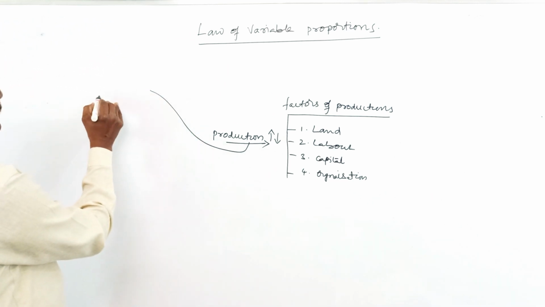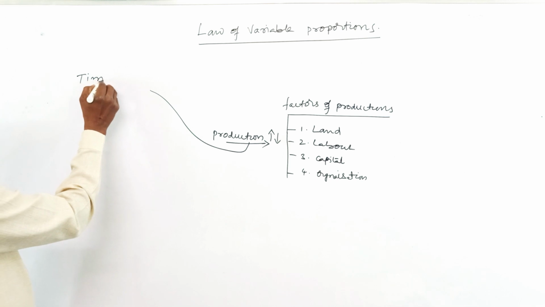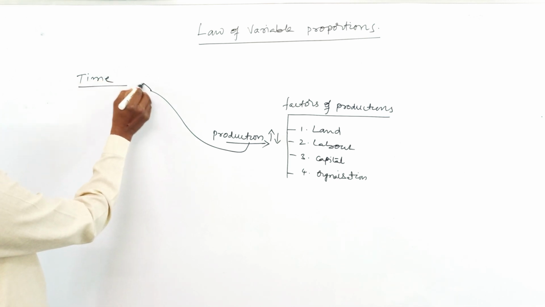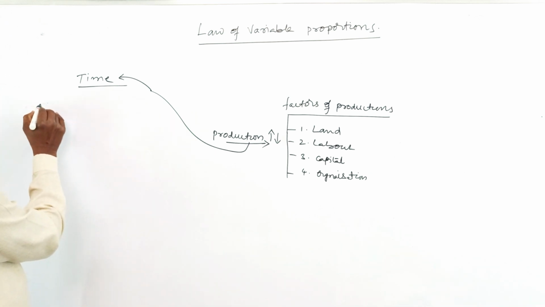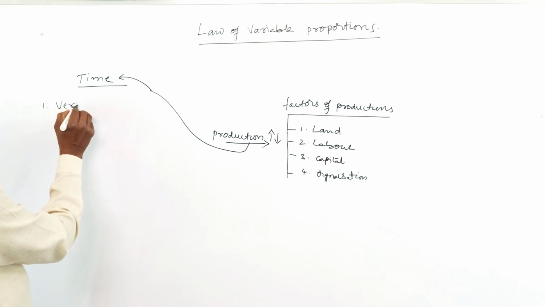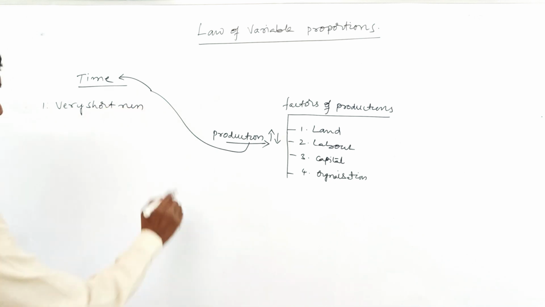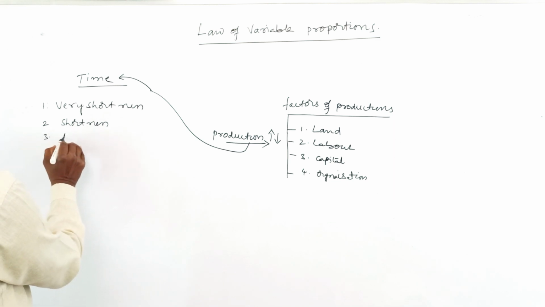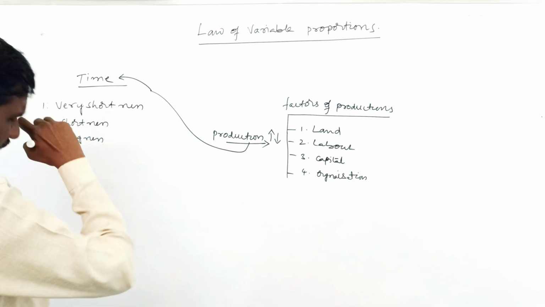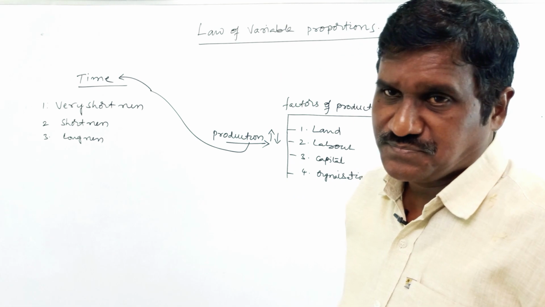time. The production also depends upon time. On the basis of time, it is divided into one, very short run, second, short run, then long run. Simple. On the basis of time, it is divided into three types.